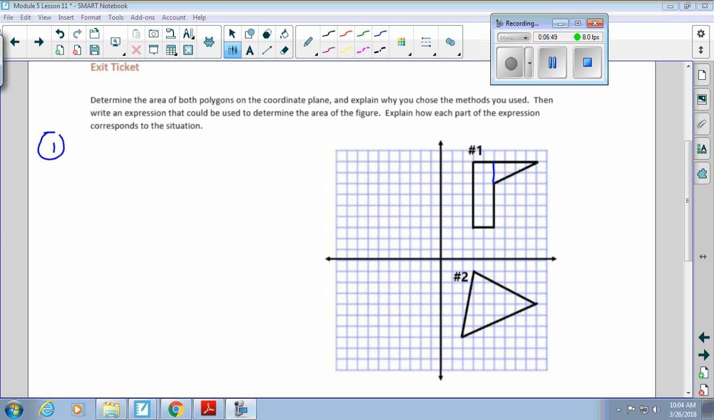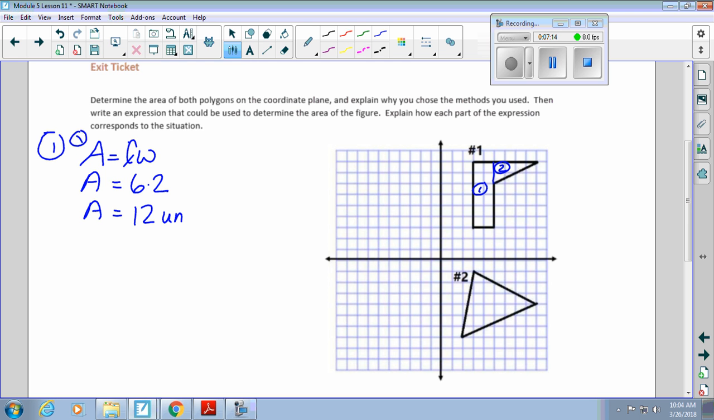Alright, so the first step whenever you're finding the area of something is to write the formula. In this case, I'll do this rectangle first and that triangle second. The area of a rectangle is length times width. The length there is 6 and the width is 2. You multiply those two and you get 12 units squared. Then for shape number 2, which is a triangle, area equals base times height divided by 2. You get a base of 4, a height of 2, or vice versa, it does not matter. You get 8 divided by 2, which is 4 units squared.